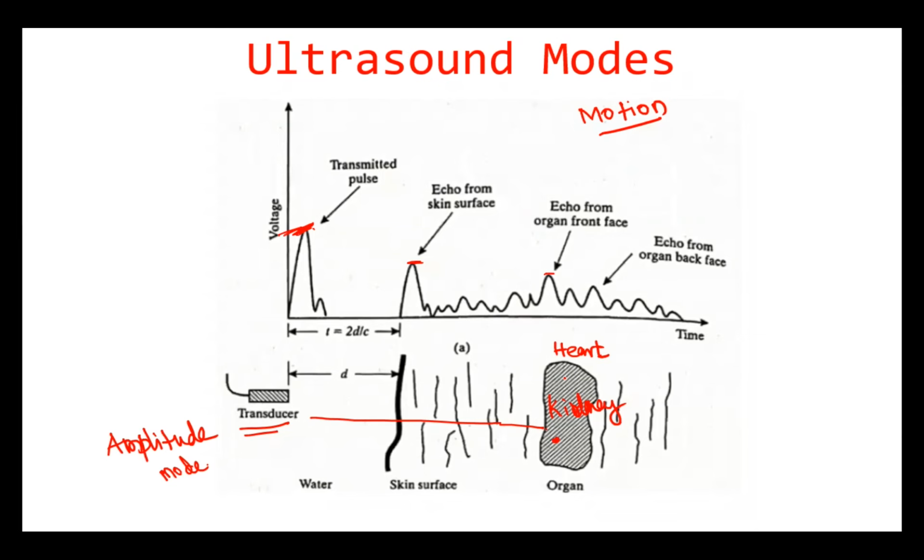So continuous sound waves will get transmitted through, and continuous sound waves you will receive. So when you do this continuously, how much is here, next second how much is here. So when you pass millions of sound waves and you receive continuous reflected waves from the organ, that mode of imaging is called motion mode.